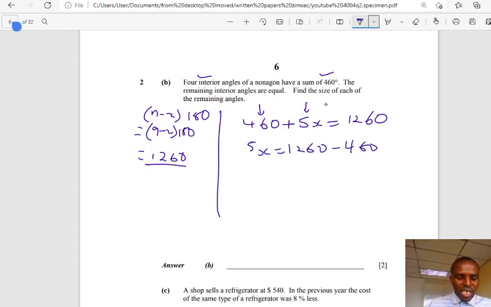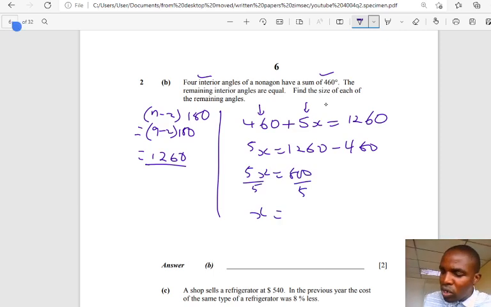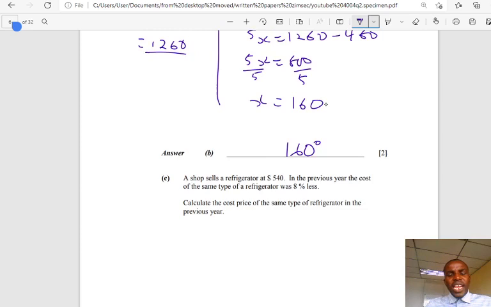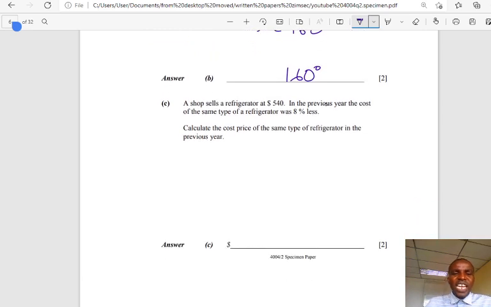So 1260 minus 460, what do you get? 800. So 5x is equals 800. Then divide by 5, you get x is equals to 160. So each is 160 degrees. Done. Then next, a shop sells a refrigerator at 540.